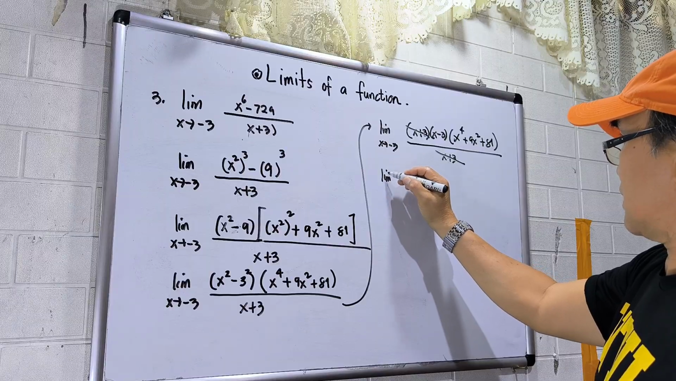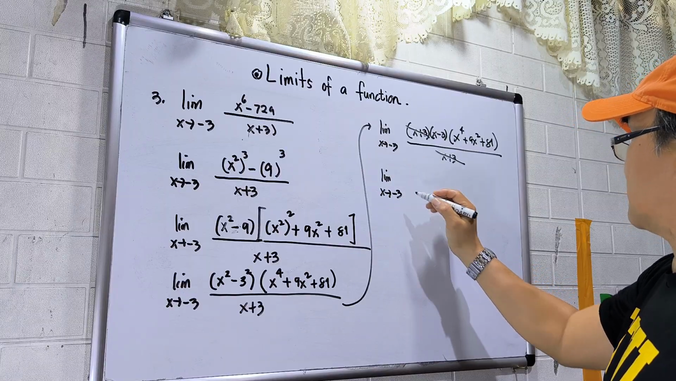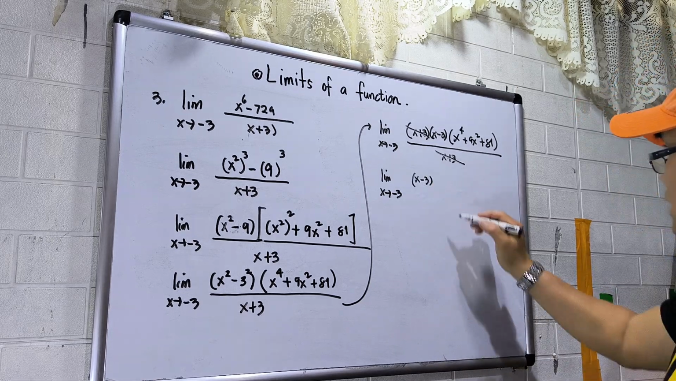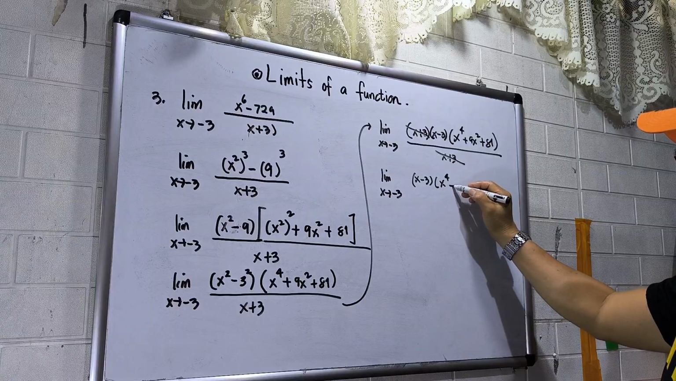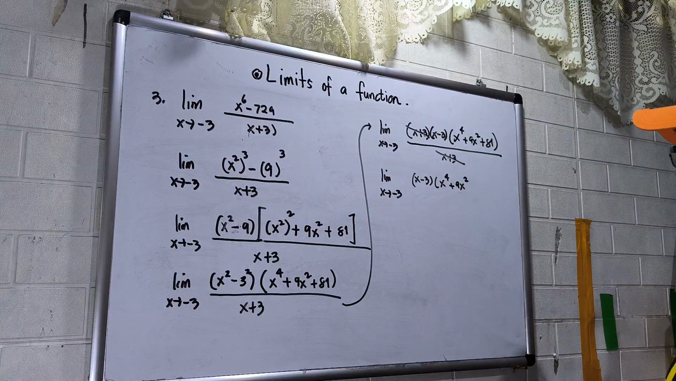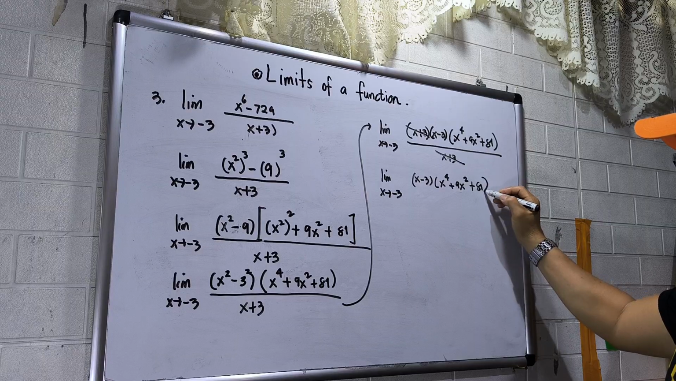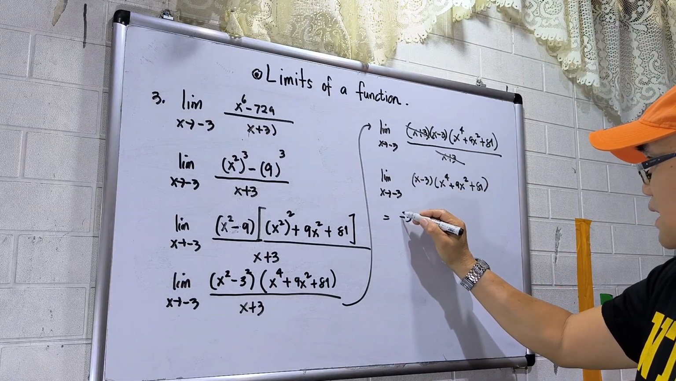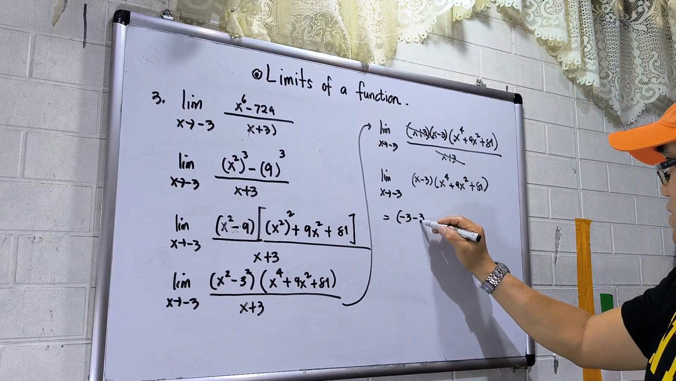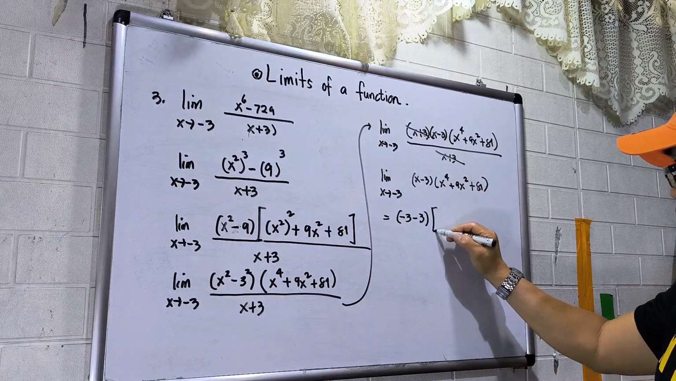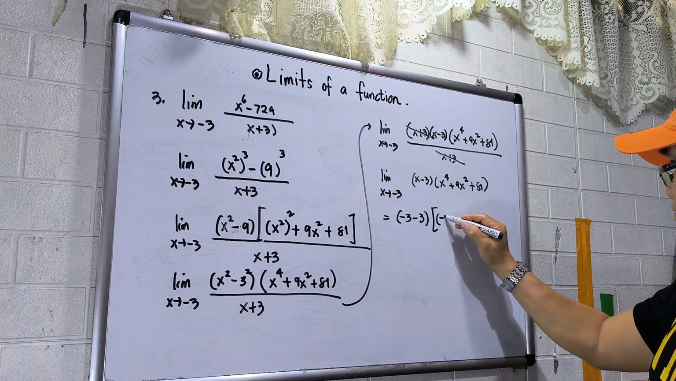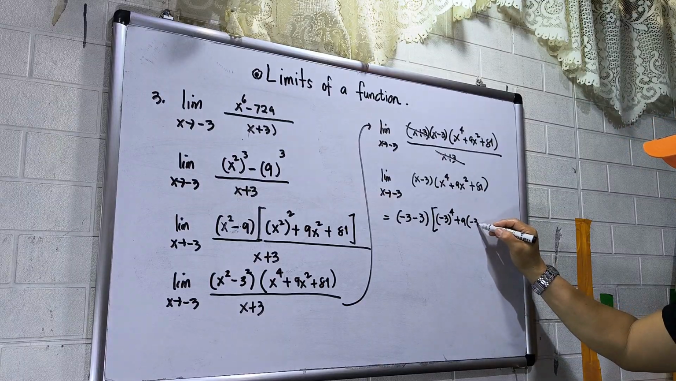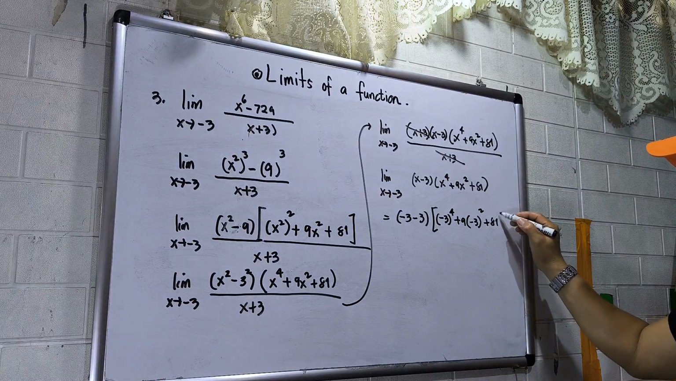So the limit as x approaches negative 3. So I have now x minus 3, then x to the 4th plus 9x squared plus 81. Okay, I will plug in negative 3 to the function. So this will be negative 3 minus 3. Then this will be negative 3 to the 4th plus 9 times negative 3 squared plus 81.